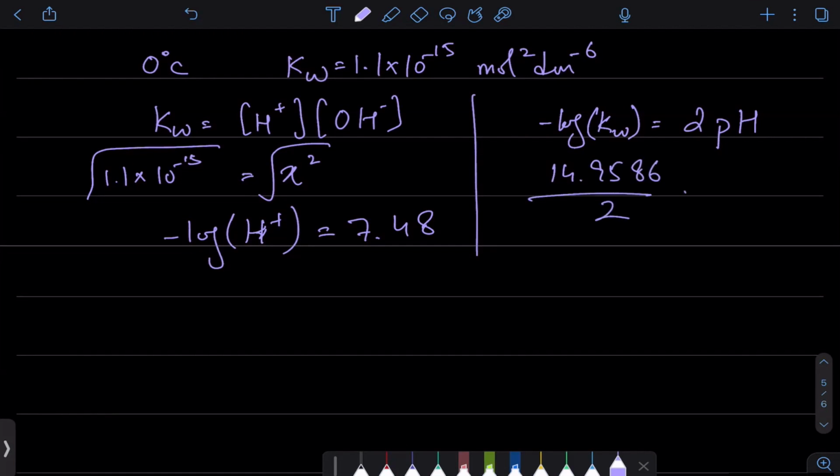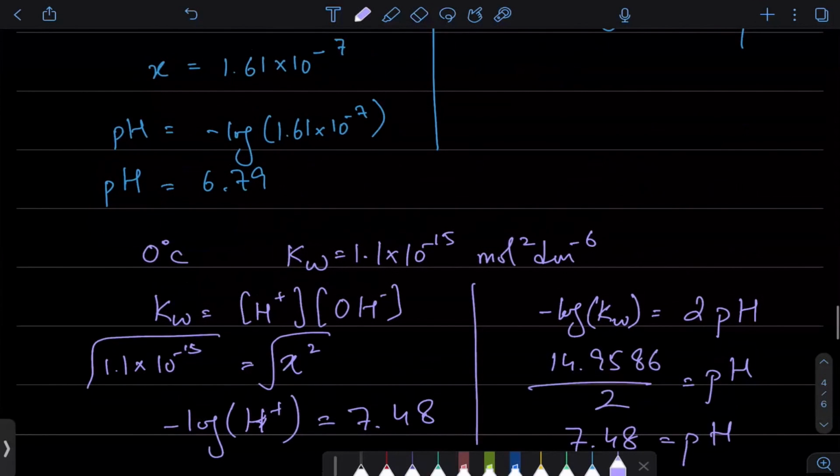I divided by 2 to get my pH. So this will give me 7.48. So in both cases, I'm getting the same answer, which shows कि मैंने ठीक किया. Now, I want you to connect this to the previous question.